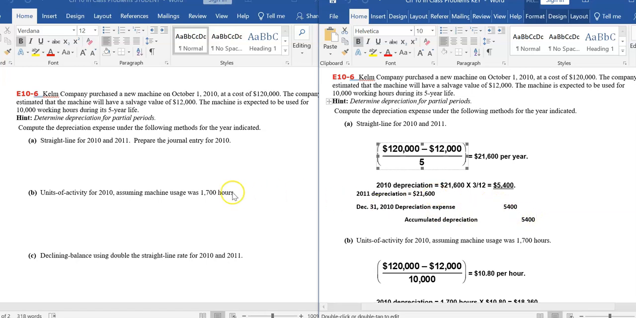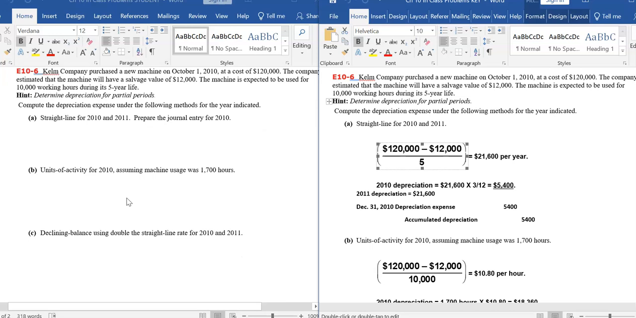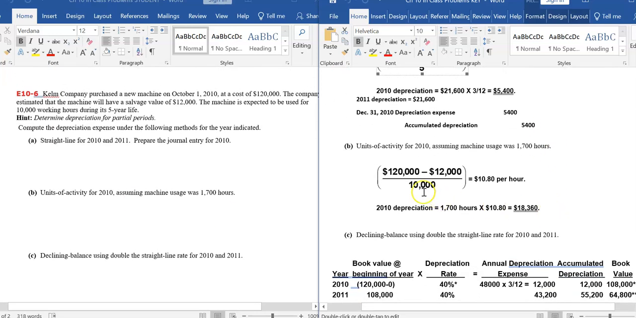Okay. All right, using the same information, same machine, let's use the units of activity method to calculate the year's depreciation expense for 2010. Under the units of activity depreciation method, we are going to take 2 steps to calculate depreciation expense. Those 2 steps are to first figure out what the depreciation rate is per unit.